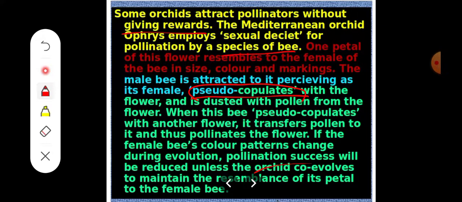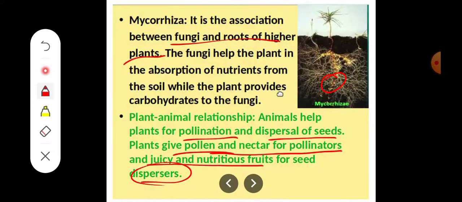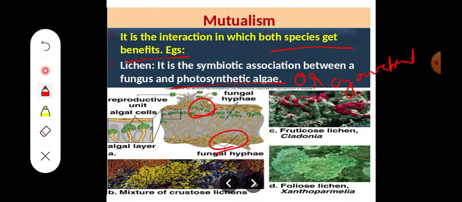So this is about the process which is called mutualism. So with this, our chapter is over, children. So please read it properly. If you have doubts, you can ask.